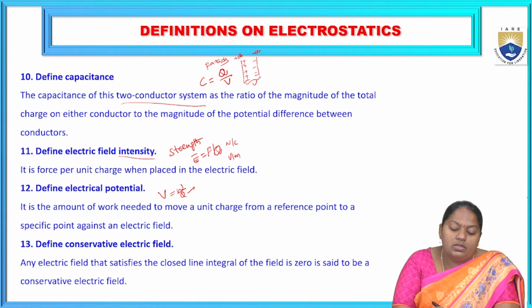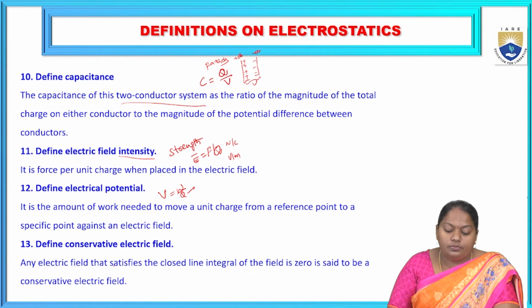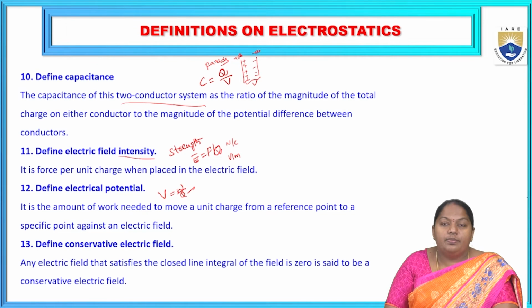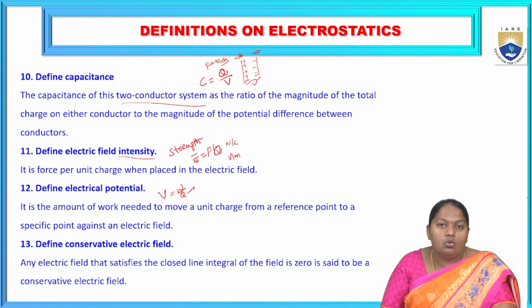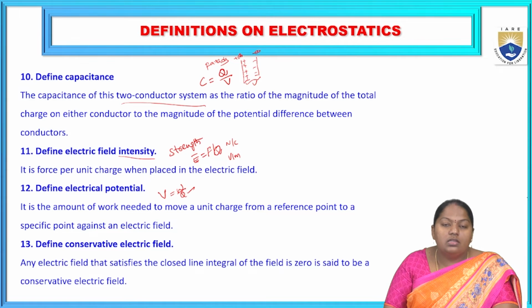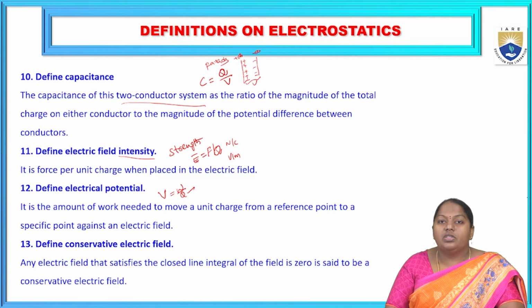Work done is generally measured in joules and charge is measured in coulombs. So this electric potential is nothing but electric voltage, and it is measured in volts.